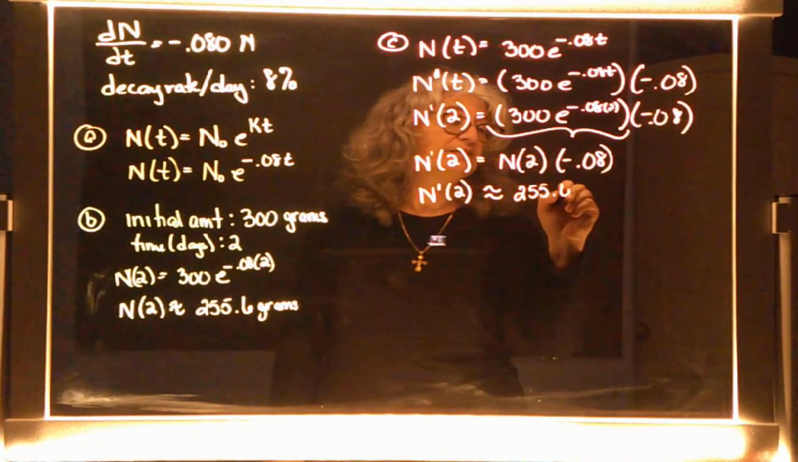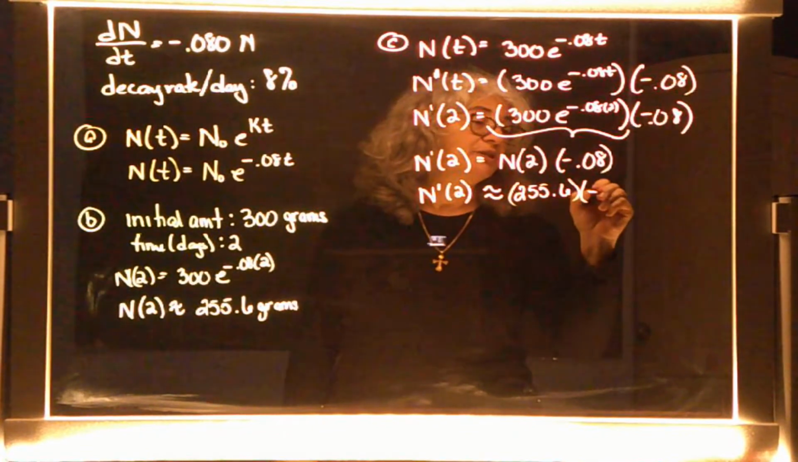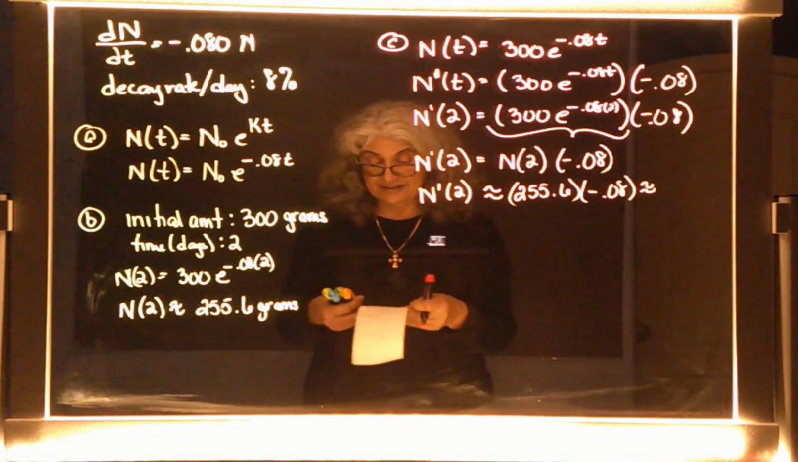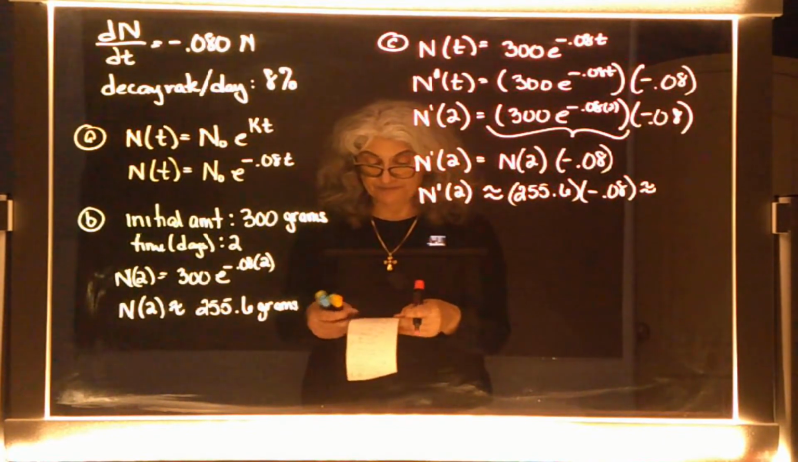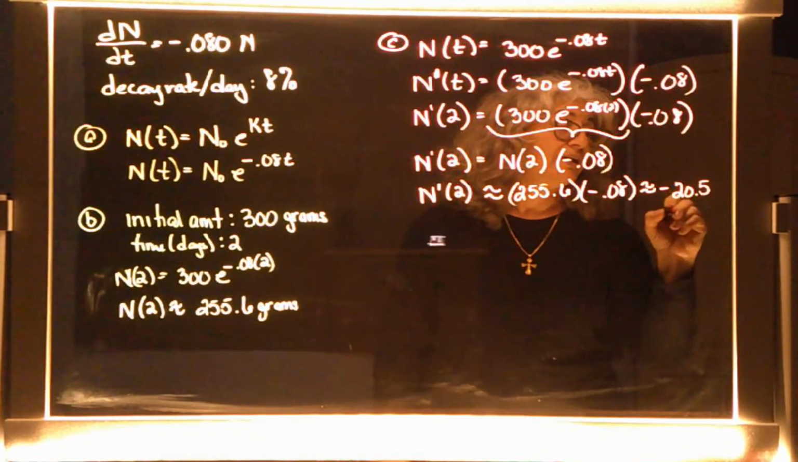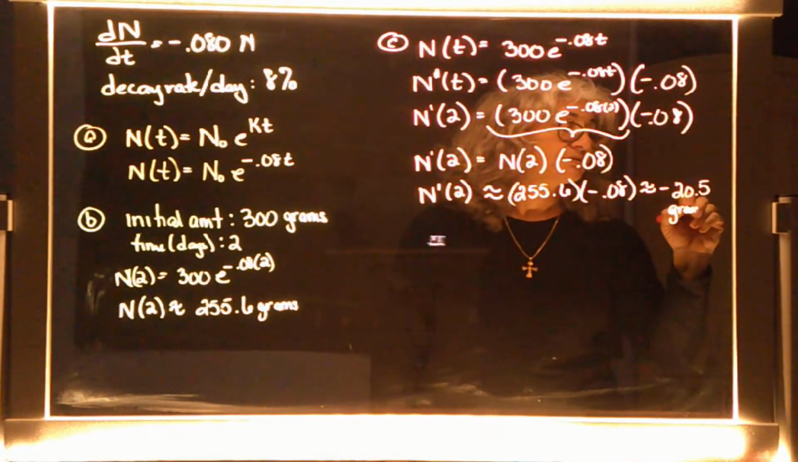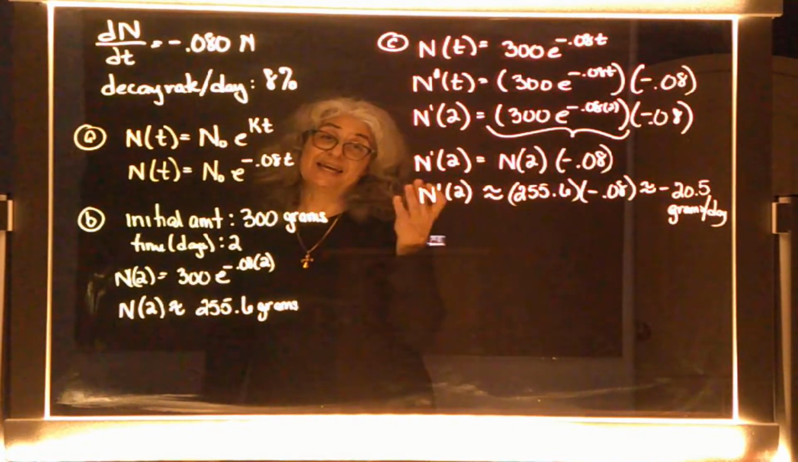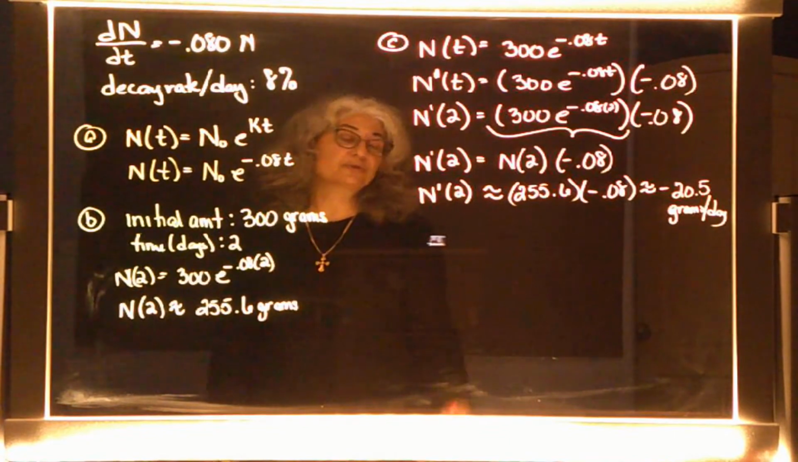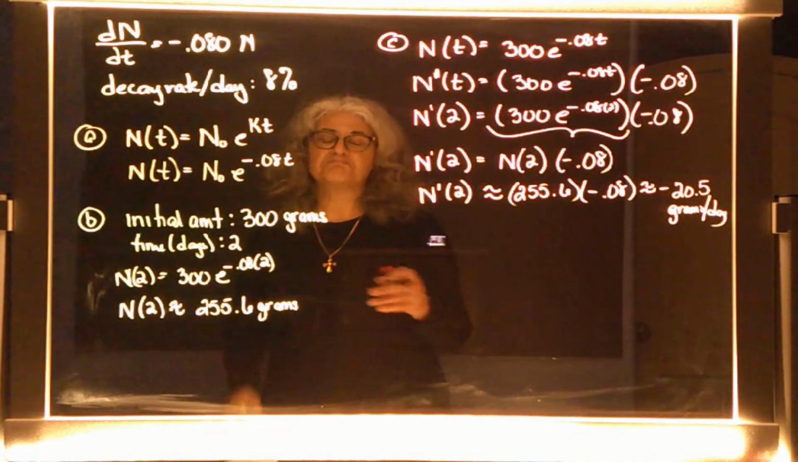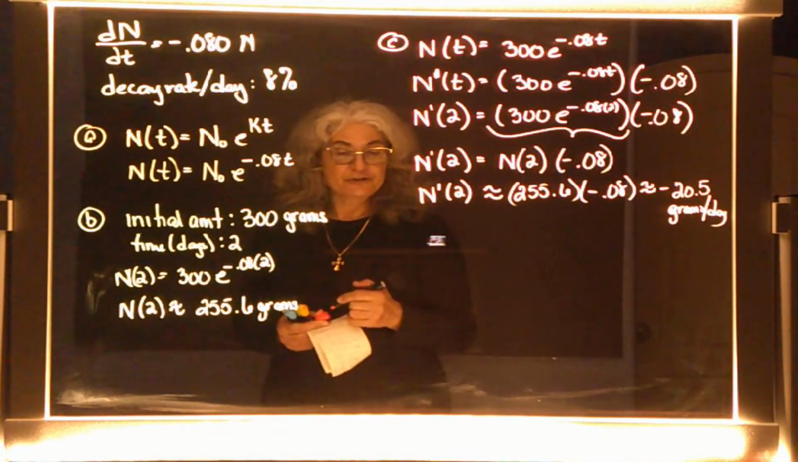what did you guys get? By the way, round to 1 decimal place, please. Let's see. Did we get the same thing? I got negative 20.5 grams per day. So we have a decay, and it is a decay model. So they're losing about a little over 20 grams per day after 2 days. Cool? Okay. And there's a part D.